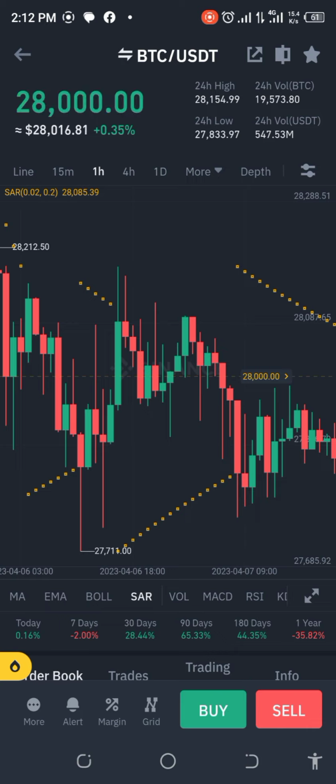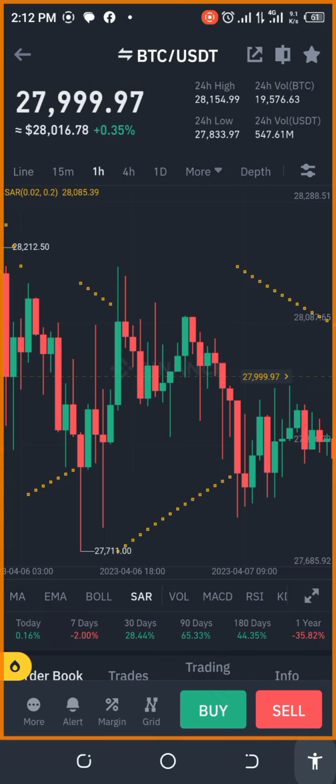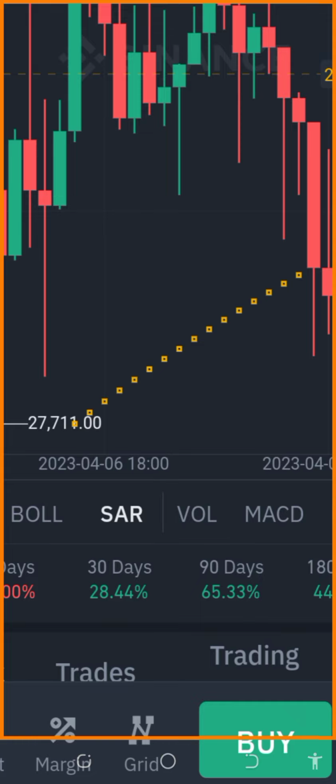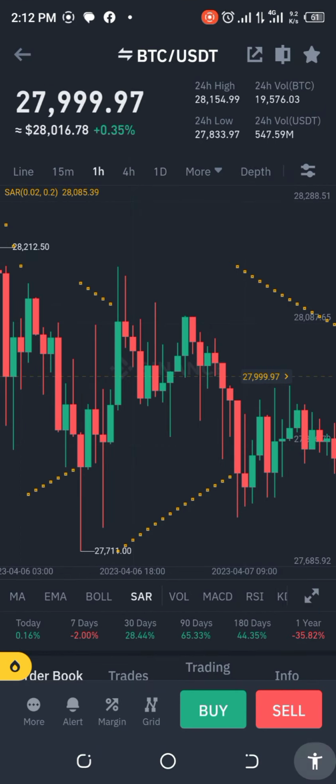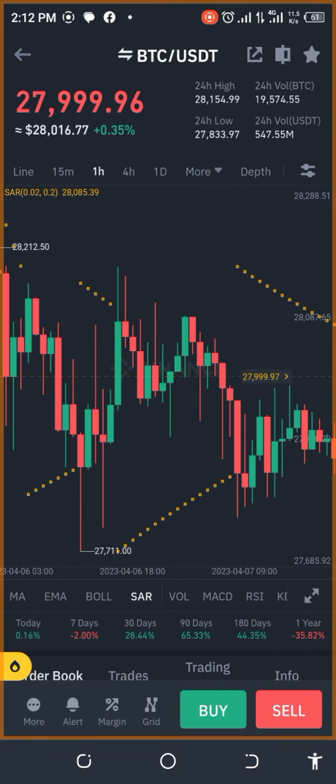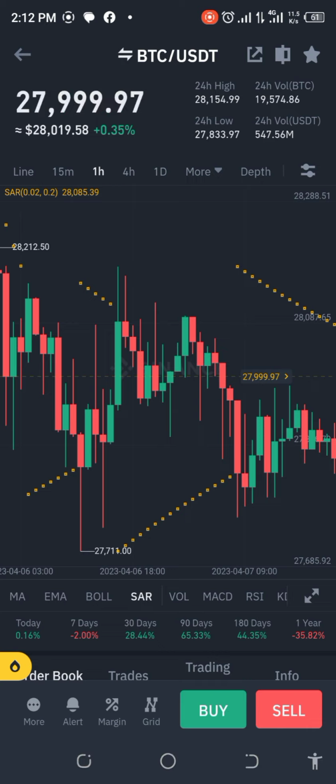So what does it show us? Anytime you see these dots at the bottom, it's showing us that the price is going up. And as the price is going up, you can see that the dots are lifting up. They're not staying on a straight line. Then at a point, you may see that it flips. Here the parabolic SAR started from this point, moved along, and afterwards flipped to the top here. That shows us that something has changed in the price direction.